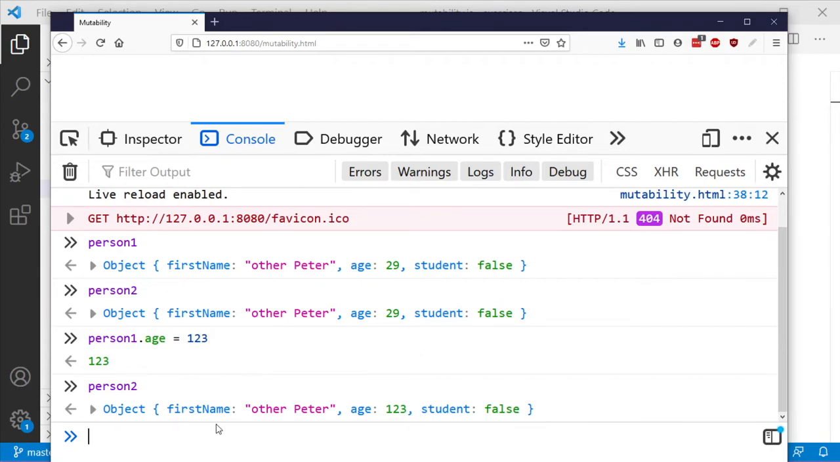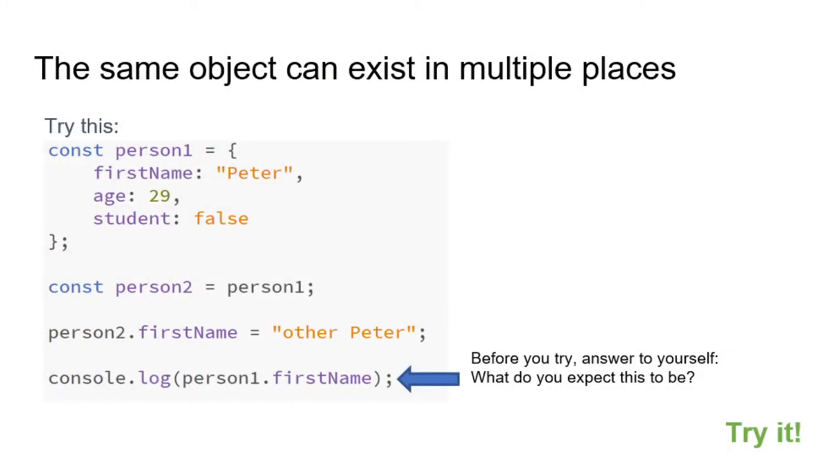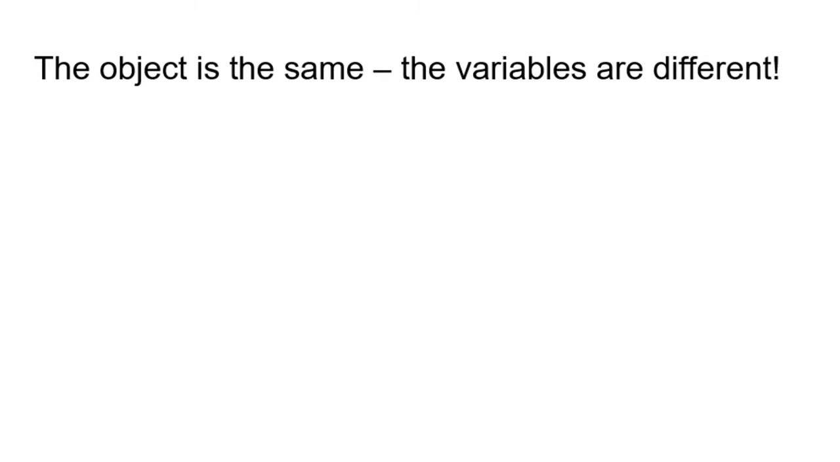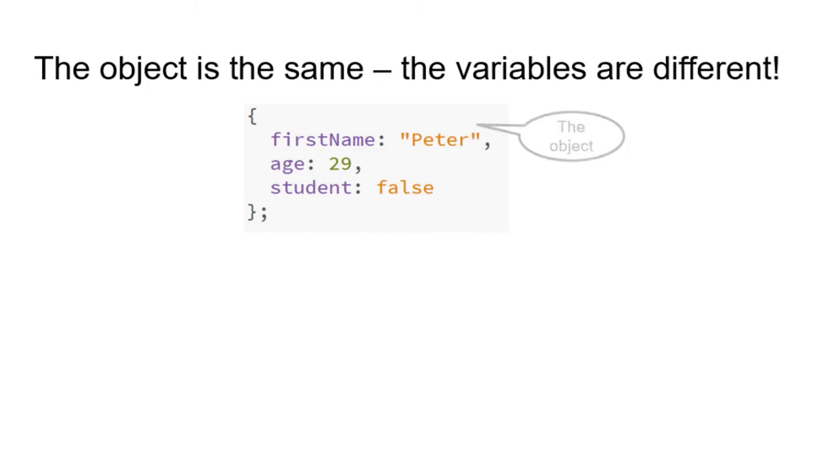So anything I do to person 1 also happens to person 2, and that is because, as the headline says, it's the same object. Another way of thinking of this is that the object is always the same, but the variables are different. The object being this one, with the first name Peter, and the age 29, and the student being false, that's the object. We don't give it a name, we just think of that. That's the object that floats around somewhere.